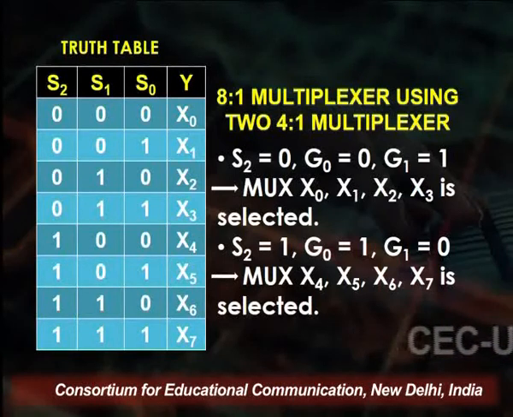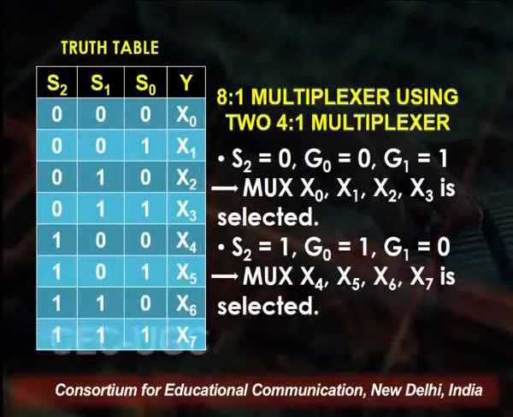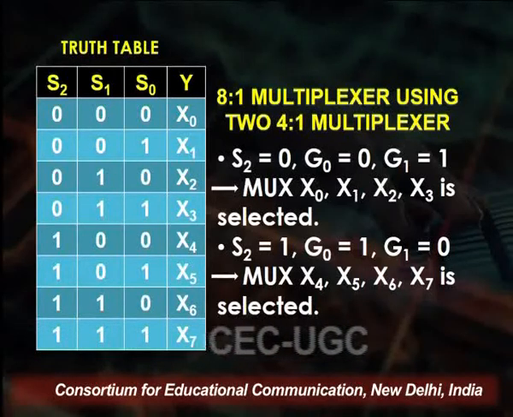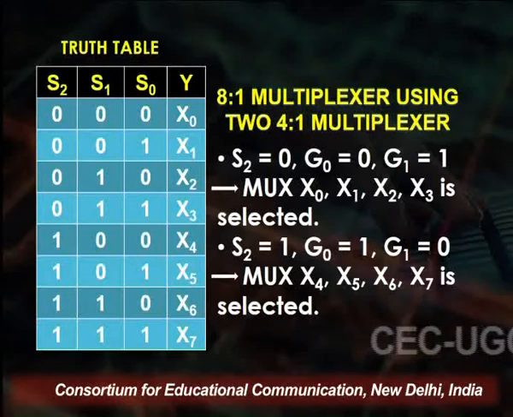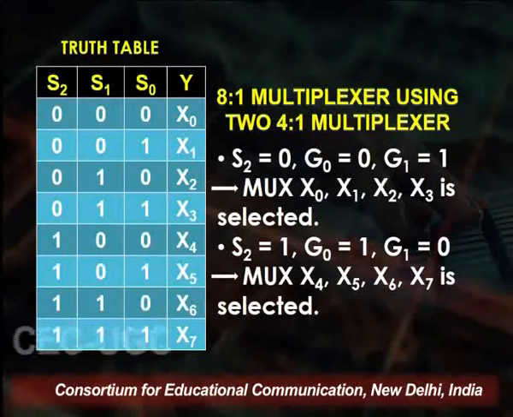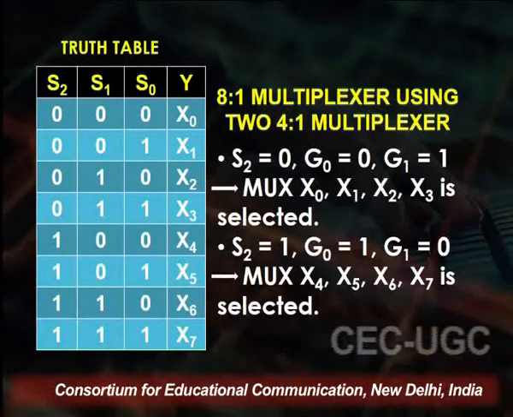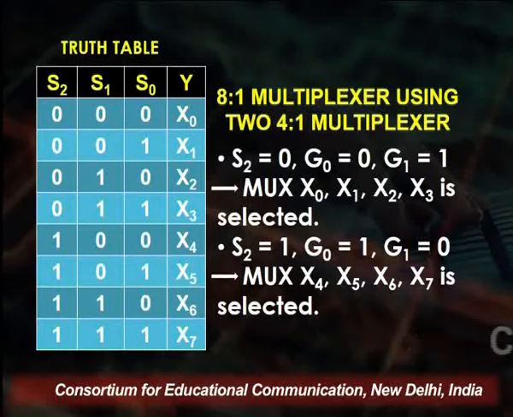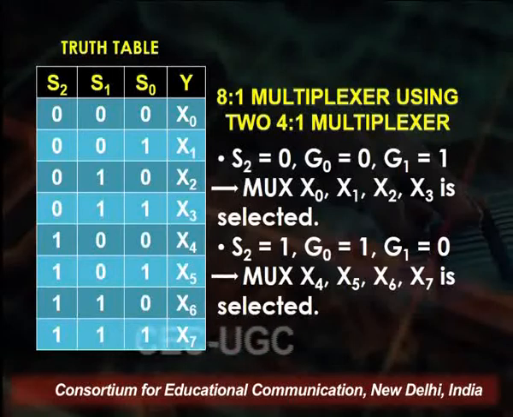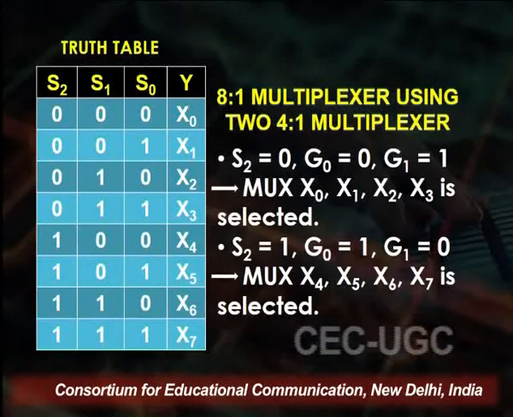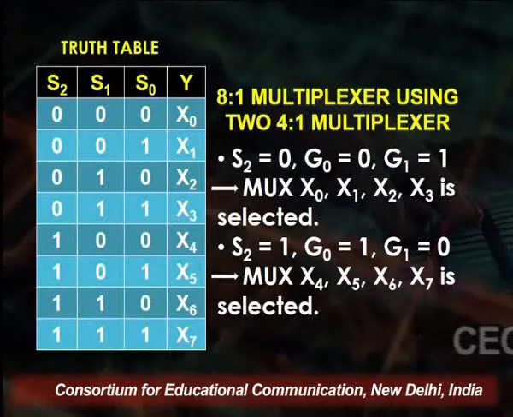So for a combination of 8 inputs, typically there would be 3 variables as per digital logic, and the variables here act as selection lines, and they are S2, S1 and S0. The 8 combinations are 000, 001, 010, 011, 100, 101, 110 and 111. This is trivial, and we all know how digital logic works.